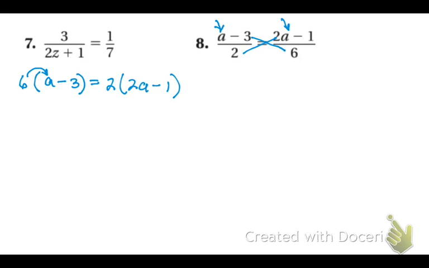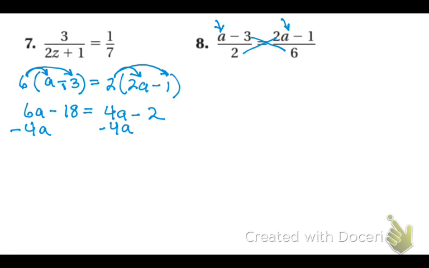We distribute the 6 over the a and the negative 3, so you get 6a minus 18. Don't forget about your negative sign there. Equals 2 times 2a is 4a, minus 2 times 1 is 2. So let's put the variables on the left side. I'm going to subtract 4a from both sides. That leaves me with 2a minus 18 equals minus 2. Again, don't forget that minus 2.